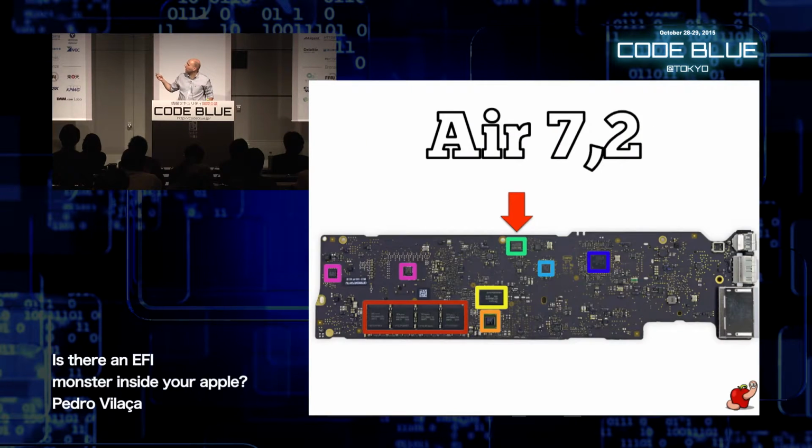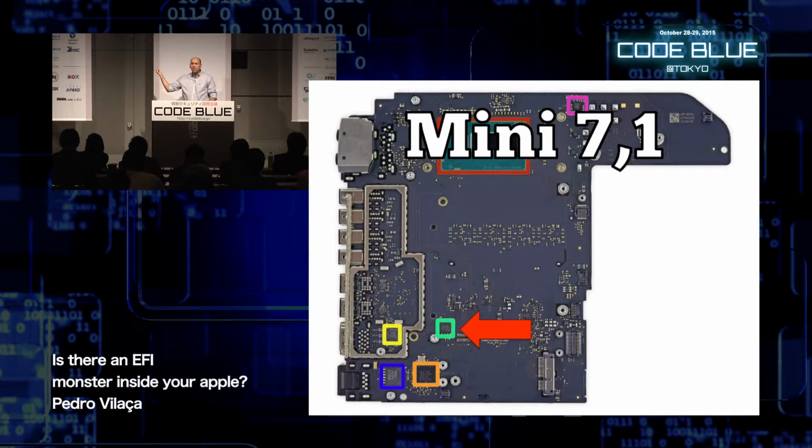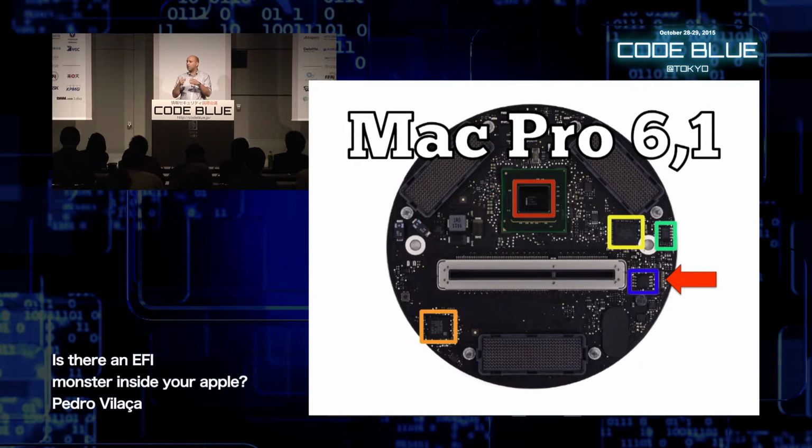This is a MacBook Air. It doesn't matter the model, the chip is always on the underside of the motherboard, so you need to disassemble the whole machine, extract the motherboard, and then you finally have access to the chip. The Mac Mini is the same. The Mac Mini is very compact, so you need to disassemble everything again to access the chip. The Mac Pro, the one that looks like a trash can, is also very complicated. You need to disassemble the whole machine to finally access the chip.